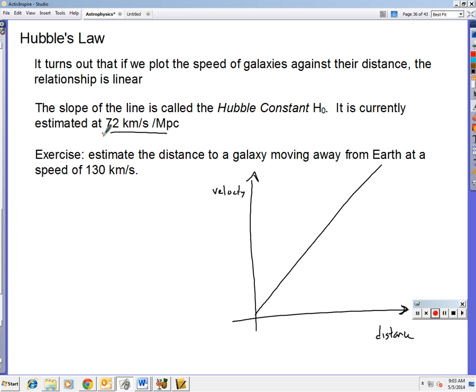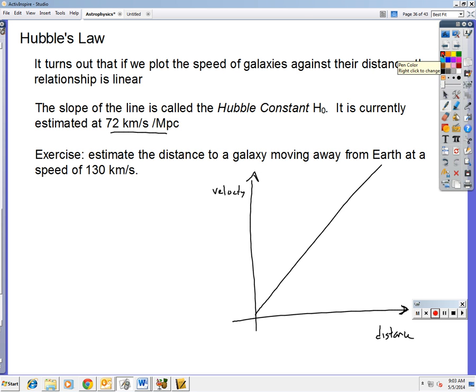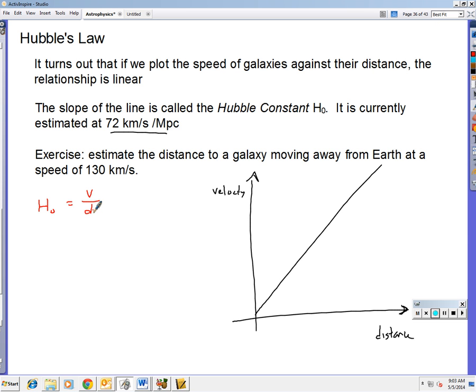So for an exercise, let's estimate the distance to a galaxy that is moving away from Earth at a speed of 130 kilometers per second. So H naught equals v over d is the equation. That's a statement of Hubble's law. d equals v over H naught. 130 divided by 72 gives us a distance of 1.8 megaparsecs, which is not quite 6 million light years.